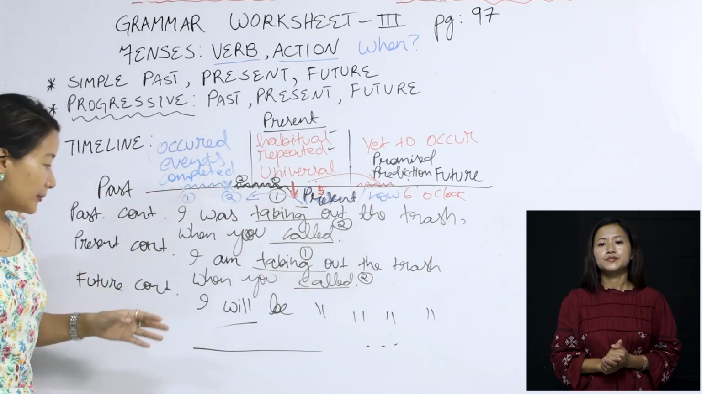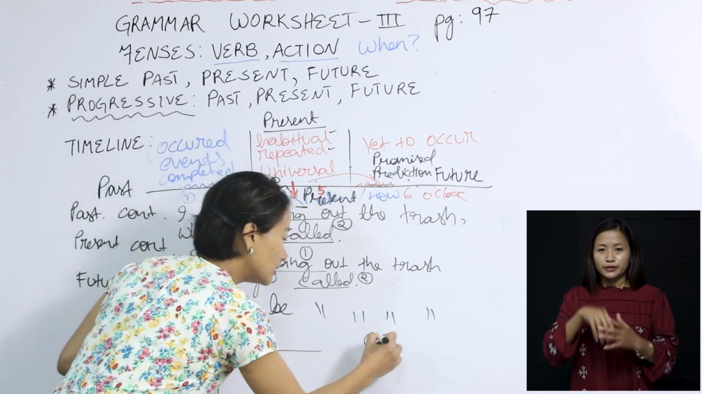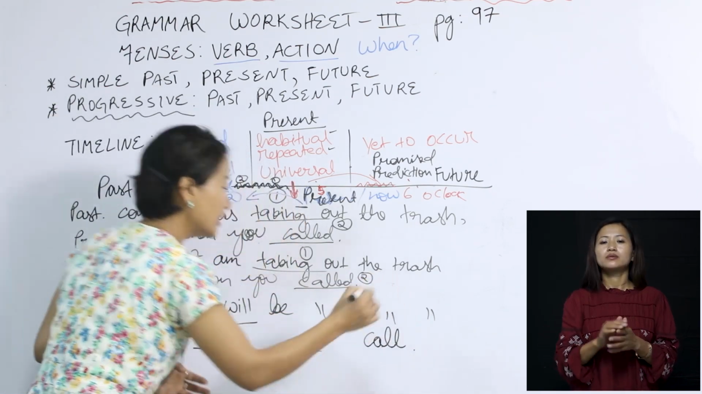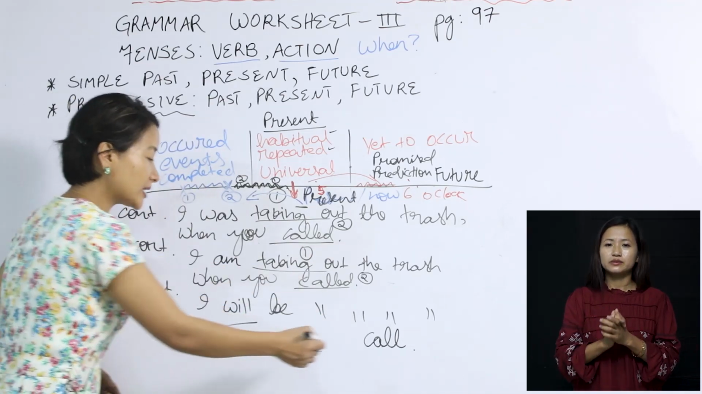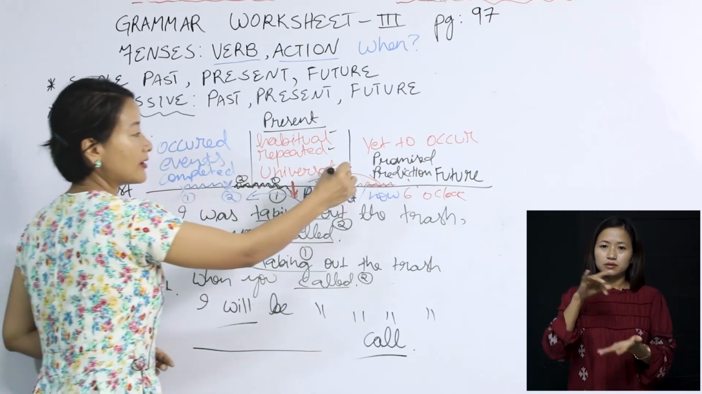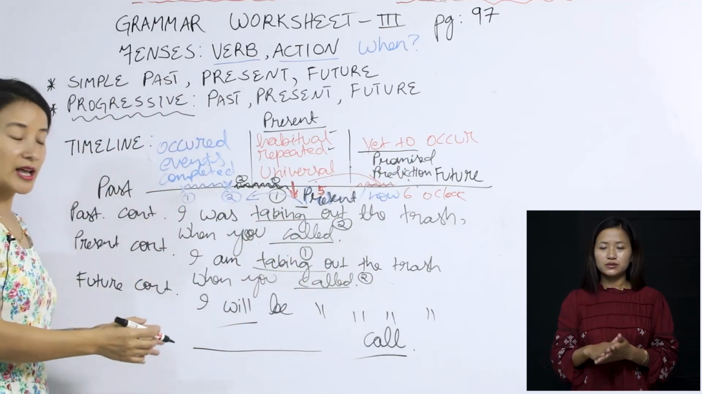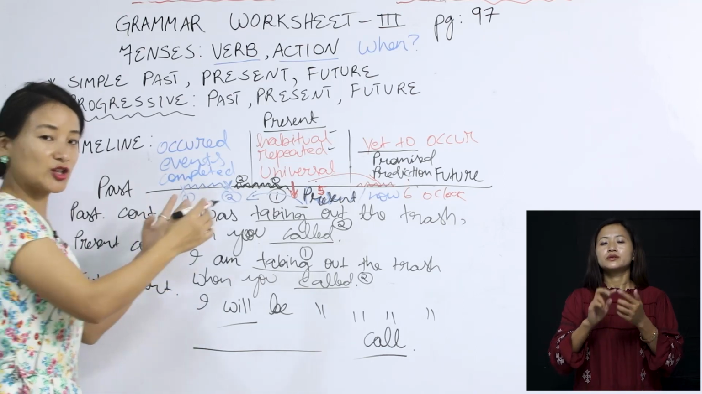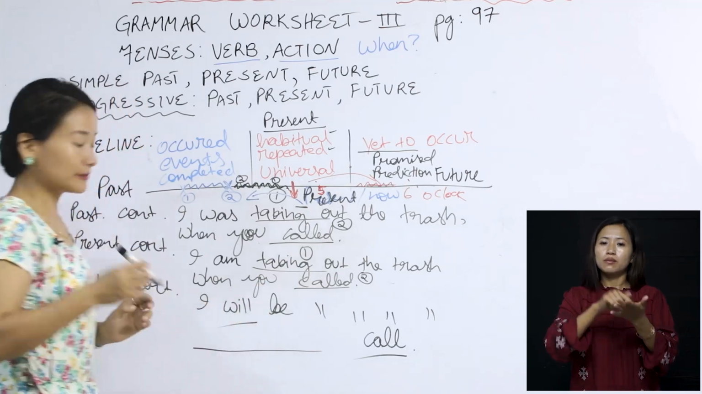Now, so here, I will be taking out the trash. When you call, it should be in this manner instead of the past participle ed, because the action has not yet taken place, because we are referring to a future which is yet to take place. But emphasis on the fact that the action would be going on. So there is that marked difference.